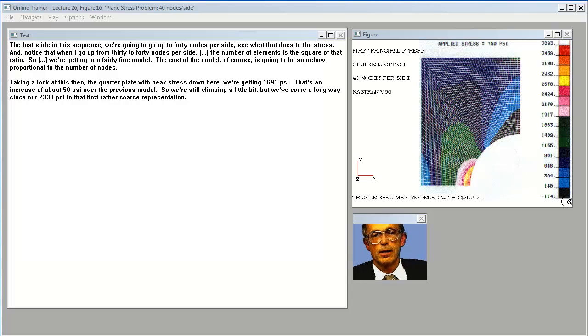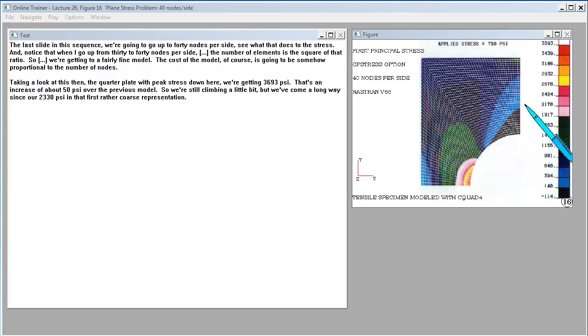The last slide in this sequence, we're going to go up to 40 nodes per side, see what that does to the stress. And notice that when I go up from 30 to 40 nodes per side, the number of elements is the square of that ratio. So we're getting to a fairly fine model. The cost of the model, of course, is going to be somehow proportional to the number of nodes.